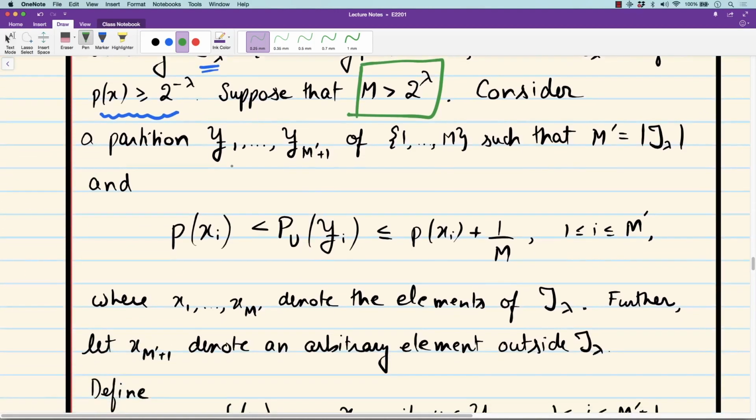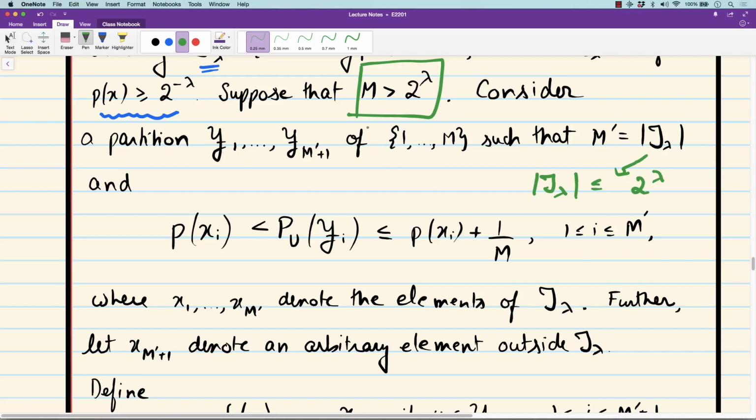So consider a partition y1 to y m prime plus 1 of this 1 to m set, such that m prime is the cardinality of T lambda. Remember, the cardinality of T lambda is at most 2 to the power lambda. Why? Because each element has probability at least 2 to the power minus lambda and the probabilities sum to at most 1. So the total number of elements in T lambda cannot exceed 2 to the power lambda. So this m prime is less than m by our assumption that m is greater than 2 to the power lambda. Therefore, you can form this partition of 1 to m of size m prime plus 1.